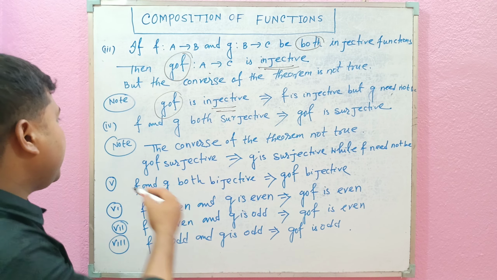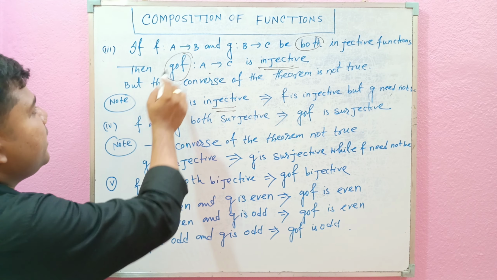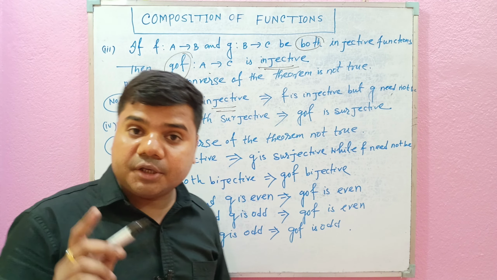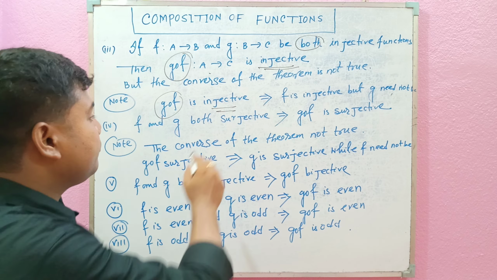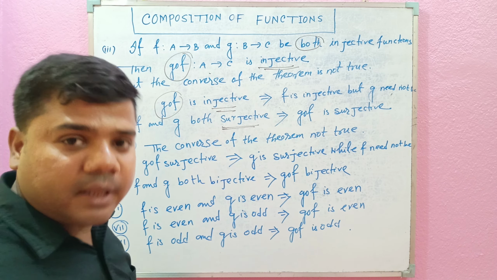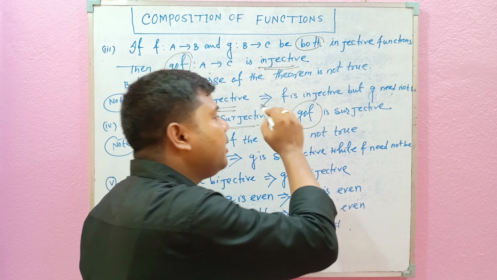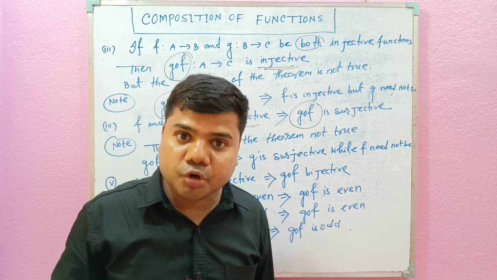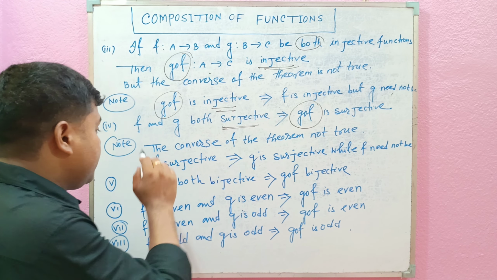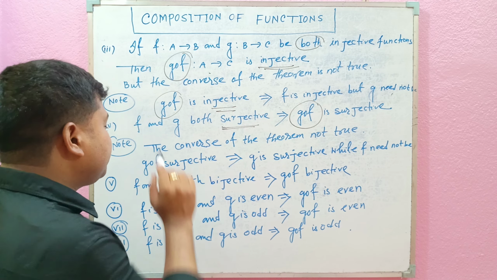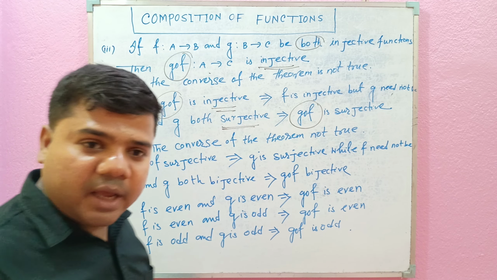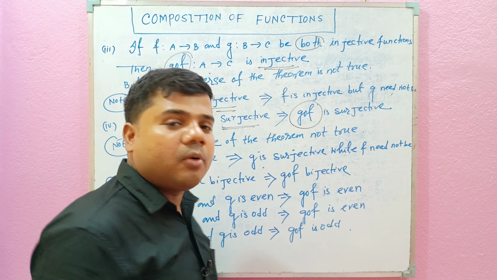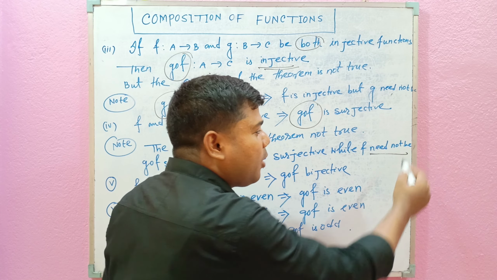Next, if f maps A to B and g maps B to C are both surjective, then the composition of these functions is surjective. But the converse of the theorem is not true. If g compose f is surjective, then g is surjective while f need not be.